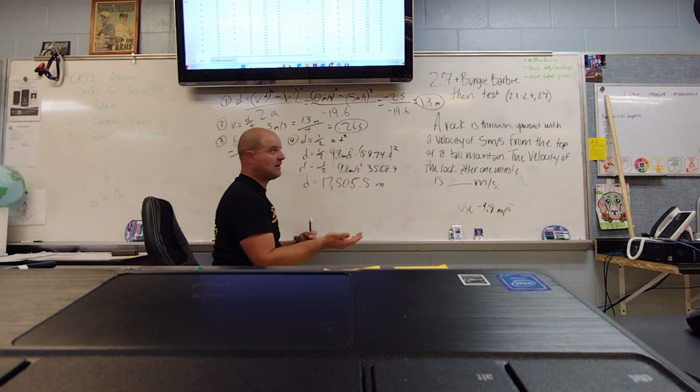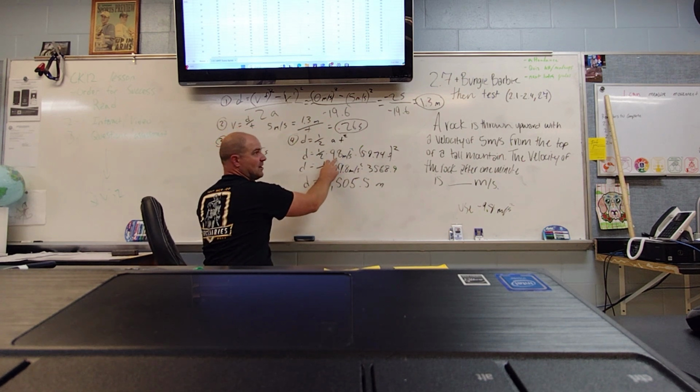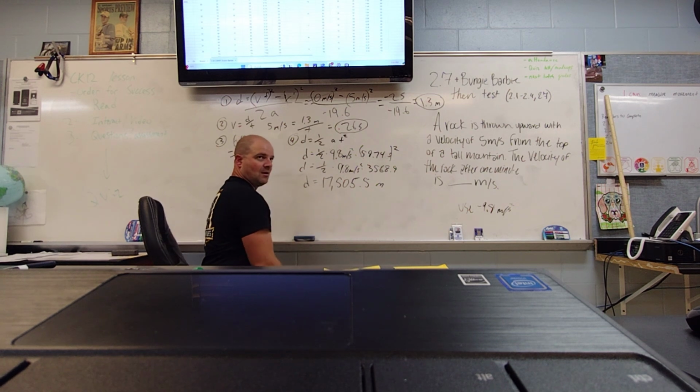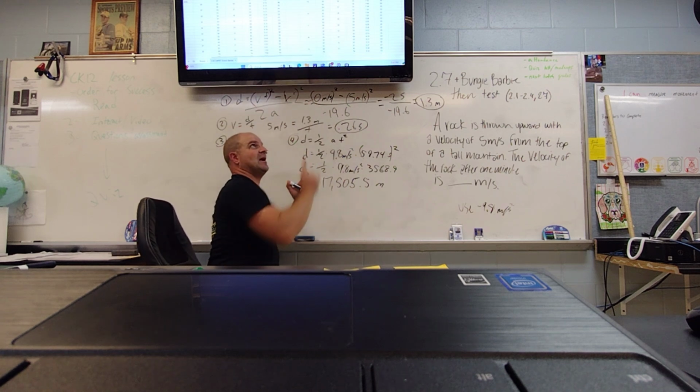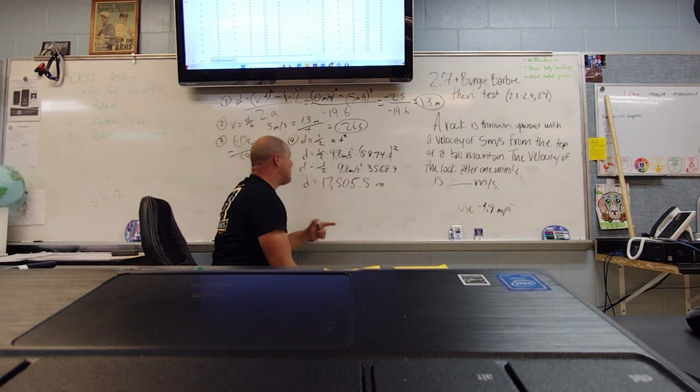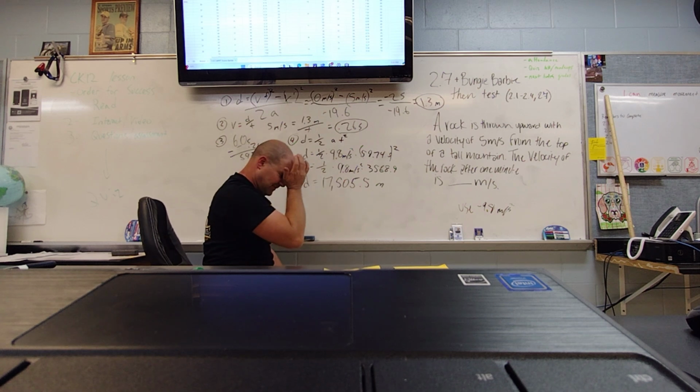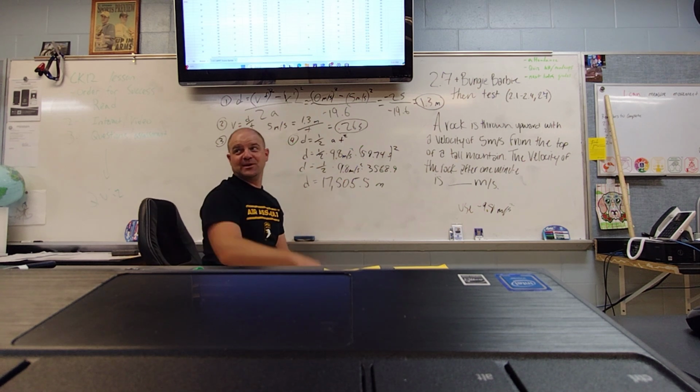And if it's falling that long, based on our equation to figure out how far it went for displacement, it fell from the point where it went up, stopped, and started going down. It fell 17,505.5 meters. Then what do we do?